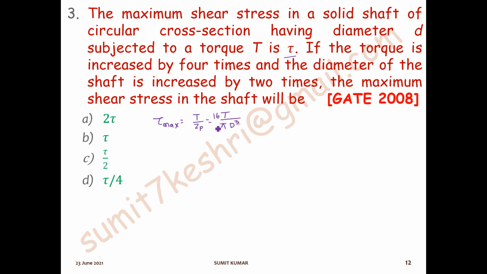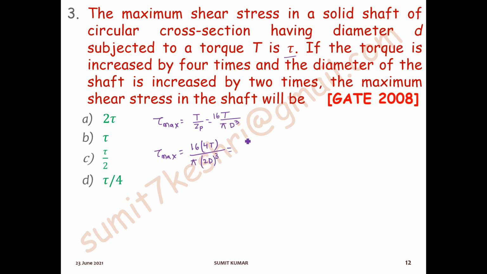Now, what is this question saying? This is the initial maximum shear stress, tau max, for torque T and diameter D. But the next line is saying that the torque is increased by 4 times, which means the torque becomes 4 times. And the diameter of the shaft is increased by 2 times, the diameter is increased by 2 times. So it will be how much?